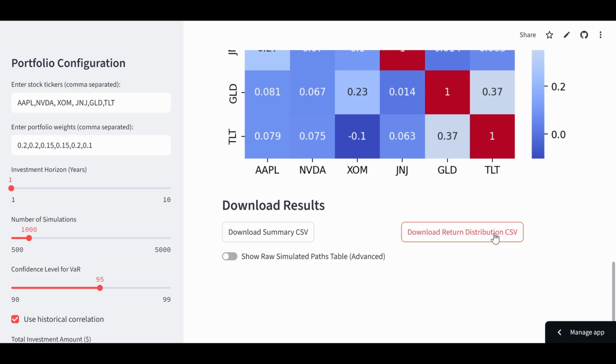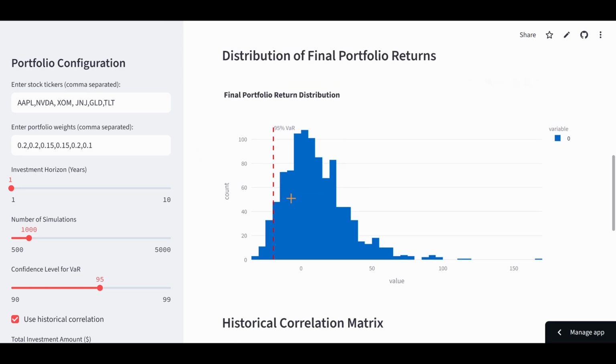And you can download your distributions, you can download the charts and everything. So this is the application that we have. And let's dive into how the math behind it works now. So let's start with the derivation of it.